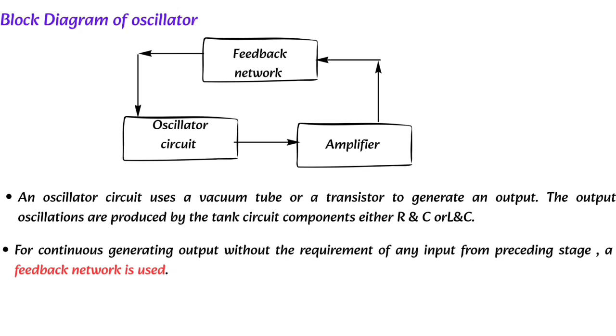Finally, there is the feedback network. This feedback network takes a portion of the output signal and gives it to the input of the amplifier. Because of this positive feedback, the oscillator can generate a continuous output signal without requiring any external input signal. This is about an oscillator.